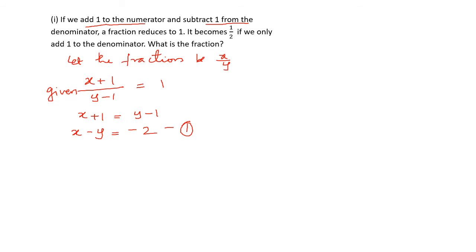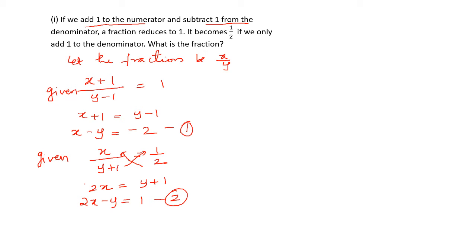Now what is the second thing given? Read the second sentence: it becomes half if we only add 1 to the denominator. That is, x by y is the fraction, we are adding only 1 to the denominator, then the fraction becomes half. Now we cross multiply. When you cross multiply, you will get 2x is equal to y plus 1, or 2x minus y is equal to 1. This is our second equation.